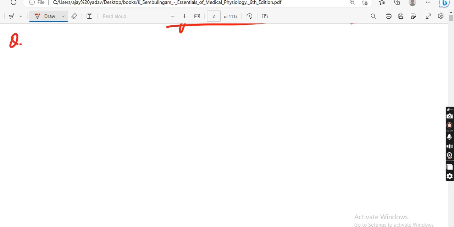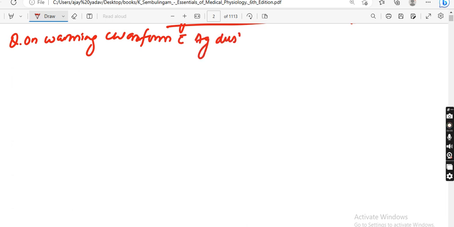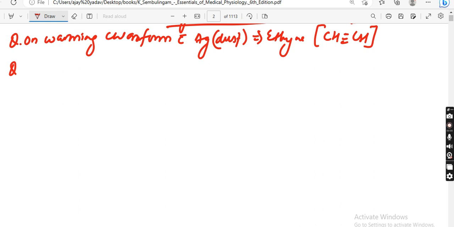So the next question that we are going to do is: on warming chloroform with Ag dust, what will this give? We have already seen previously, this will give ethyne or alkyne. Okay, next question.